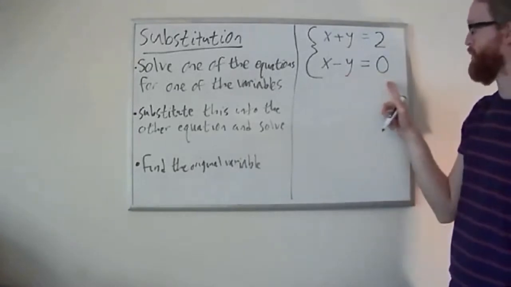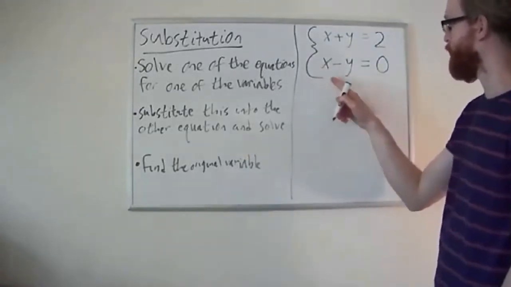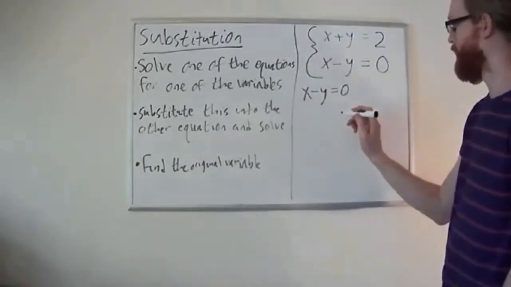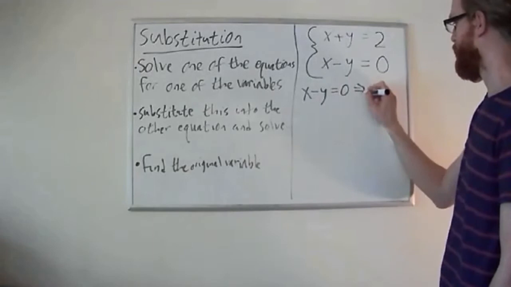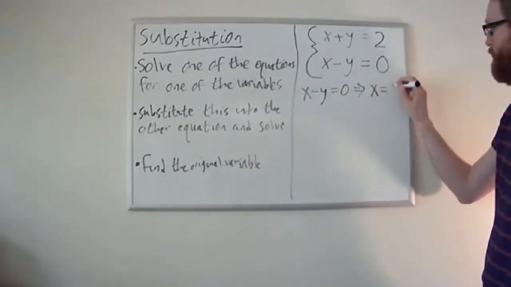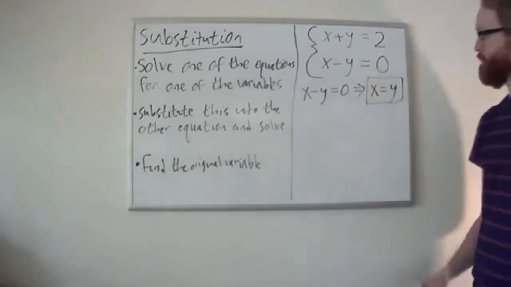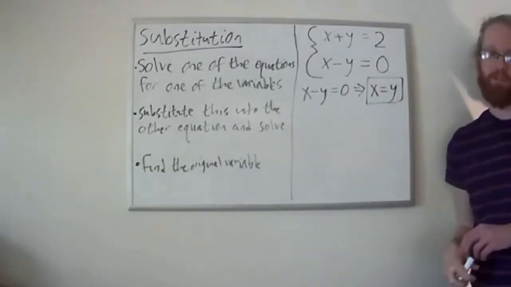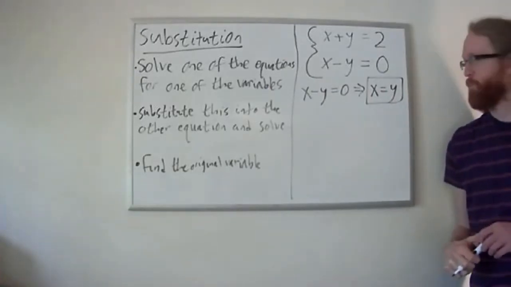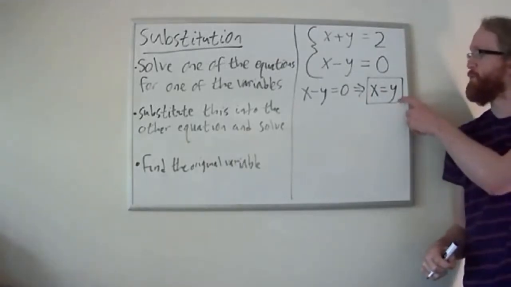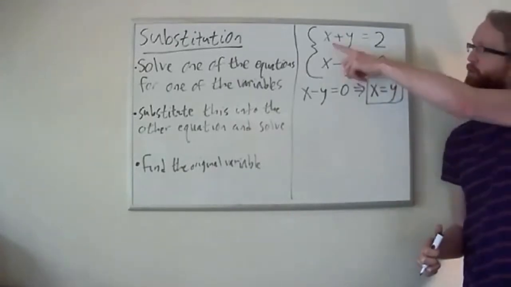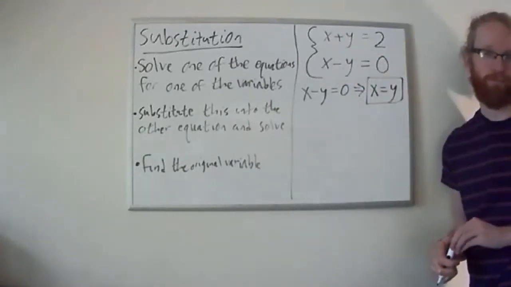So all I'm going to do is take this equation, x minus y equals 0, and add y to both sides. And what does that give me? Well, that'll just give me x equals y. So if I solve the second equation, I get x equals y. Okay. So I can now substitute this up here into the first equation by just wherever I see x, I could just instead write y.